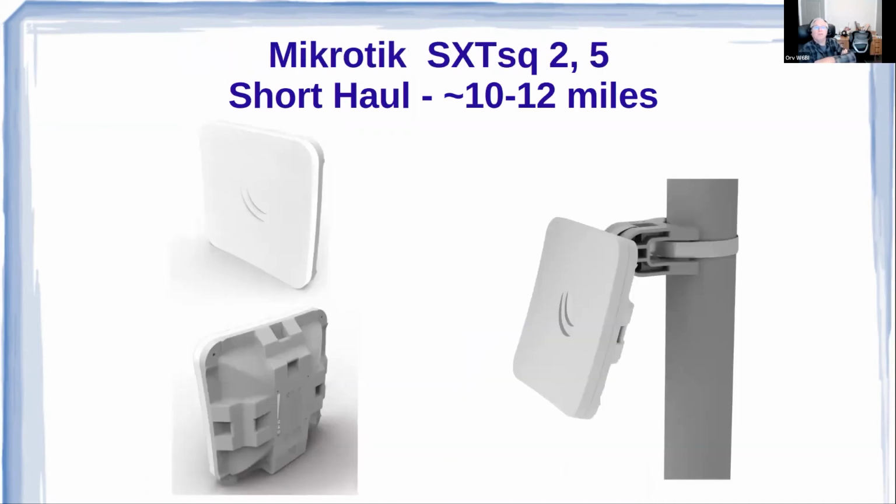Here's a nice replacement, the Mikrotik SXTsq for 2 and 5 gigs. About the same gain, same distance. They're about 20 centimeters on a side, so they're not very big. And I want to mention that the mast clamp you see on the right is an optional clamp. Otherwise, you just get to clamp it vertically on a pole. Nice thing about these is the CPU is 50% faster than the Ubiquiti NanoStation, so you're kind of future-proofing it as your network grows.